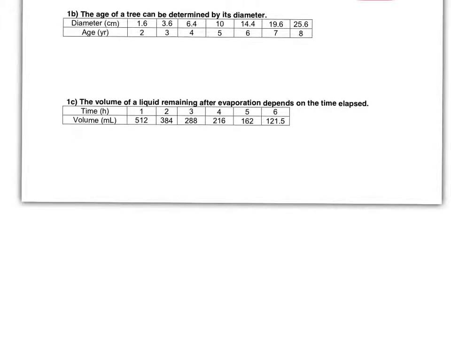All right, let's look at 1b. First, let's check the x values. Are those going up by the same number every time? It doesn't really look like it, but let's look at the y values. 2, 3, 4, 5, 6, 7, 8. The y values are all evenly spaced out.